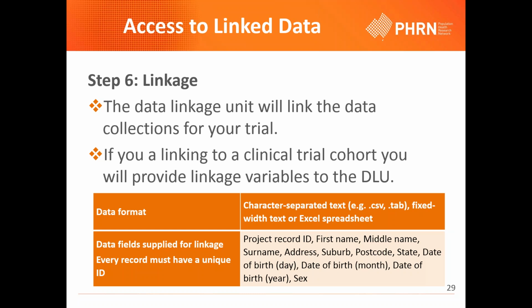If you have requested data to be linked to one of your clinical trial cohorts, you will need to provide the data linkage unit with linkage variables. On the slide, you can see I've listed what the linkage variables would be, and Felicity did touch on this earlier. All your participants would need a project record ID, and you'd need to provide the linkage unit with their names, their address, their date of birth, and their sex. You'll also need to supply it in the format required by that data linkage unit. Sometimes this can differ between the data linkage units.